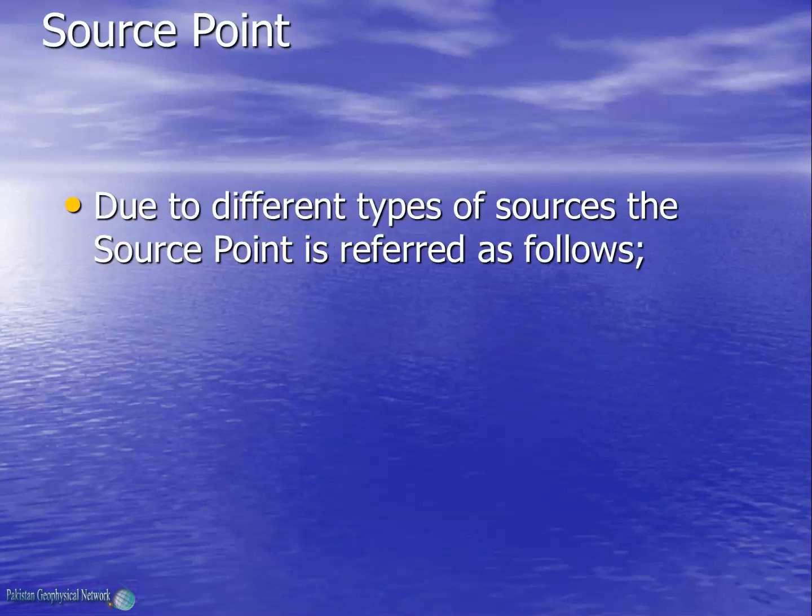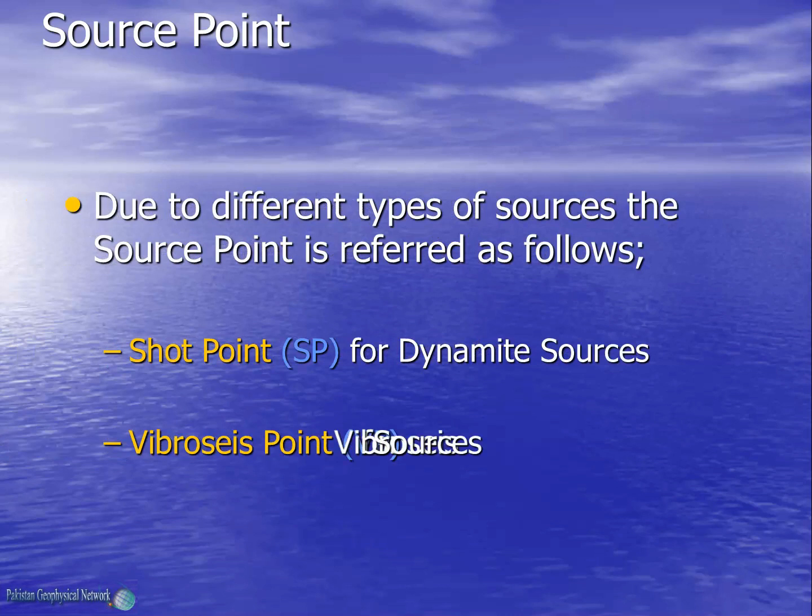As we know, the two most common types of seismic sources are dynamite and vibroseis. Therefore, we will use shot point or SP for dynamite sources and vibroseis point or VP for vibroseis sources.